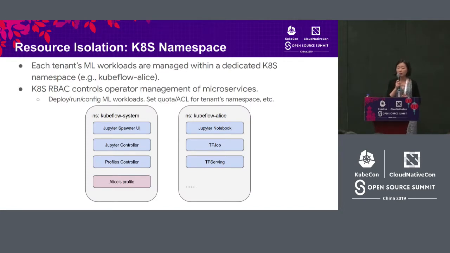In a multi-tenancy scenario, each tenant's machine learning workloads are managed within a dedicated Kubernetes namespace. For example, user Alice's resources should always be deployed in a namespace called Kubeflow Alice. Kubernetes RBAC can be used to control the operator operations. For example, it can control who can deploy the machine learning workloads, who can run the machine learning workloads, and who can configure the machine learning workloads. For example, like set quota, set access control policy, or set traffic policy.